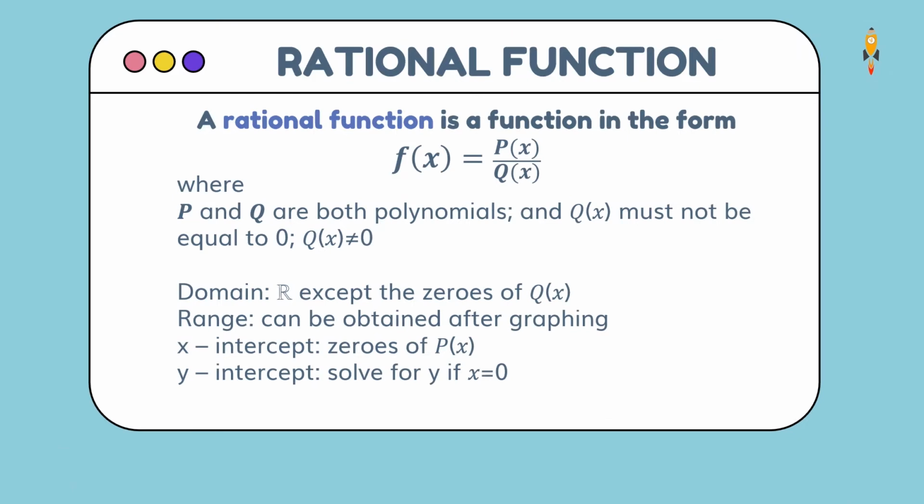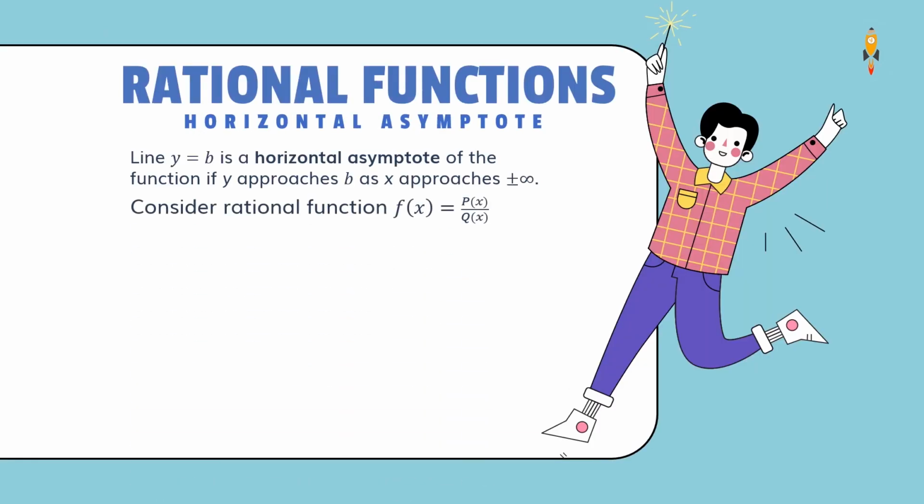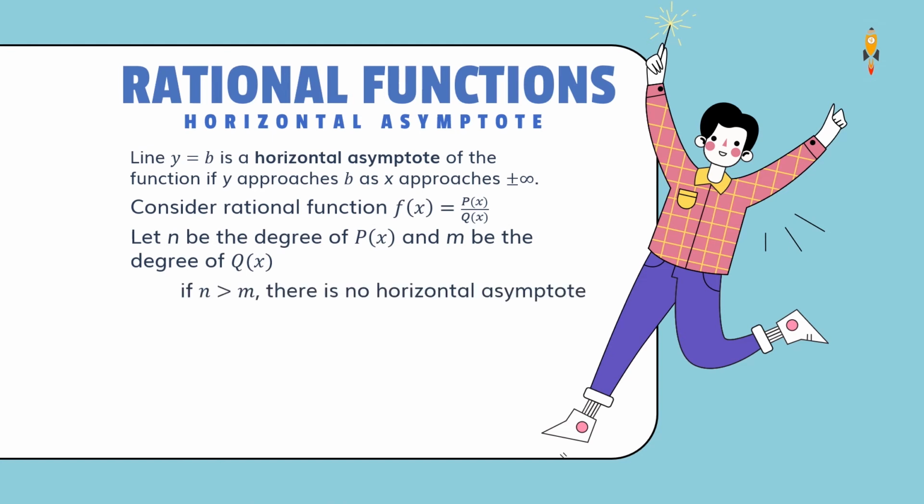Rational function. A rational function is a function in the form f of x is equal to p of x divided by q of x, where p and q are both polynomials. In this function, q of x is not equal to 0, because if q of x is equal to 0, it is undefined. What are the asymptotes of a rational function?